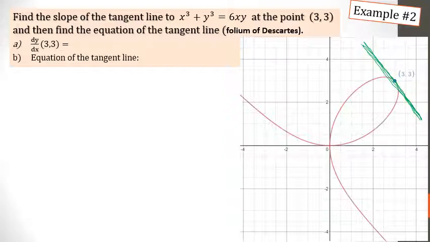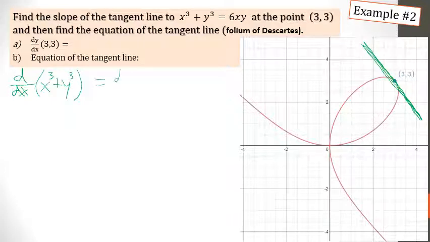So let's find the derivative, and we're finding the derivative with respect to x of the left side, which is x cubed plus y cubed. And we're also finding the derivative with respect to x of the right side, which is 6xy. Okay, so the derivative with respect to x of x cubed is 3x squared.